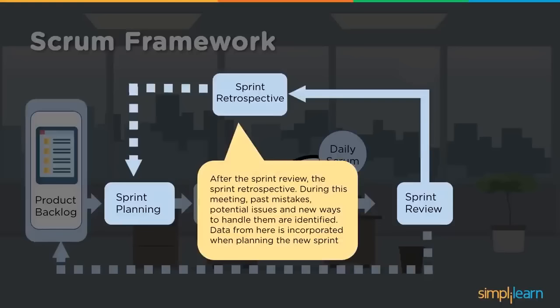Then the sprint retrospective happens, after the sprint review. During this meeting, what went well, past mistakes, potential issues, and new ways to handle them, which are required to be done correctly in the next iterations or sprints, need to be identified. Data found from here is incorporated when planning the new sprint. So it works like lessons learned. What went well, what did not go well, and what did we do for those that did not go well. What is the learning we have in these iterations? How can we ensure that in the upcoming iterations the same mistakes will not repeat? Those can be discussed, documented, and then considered while moving to the next sprint.